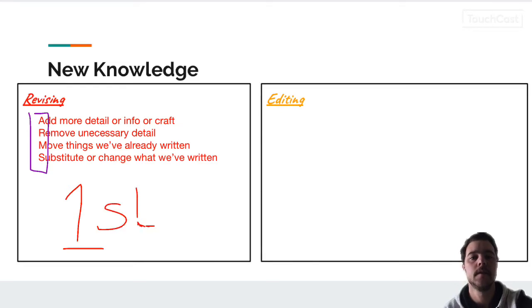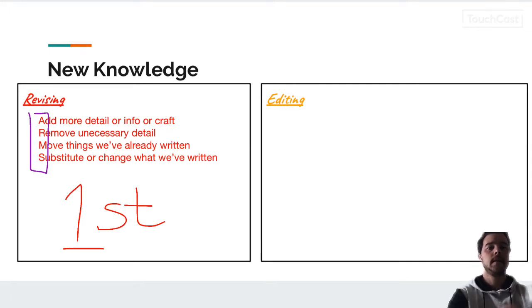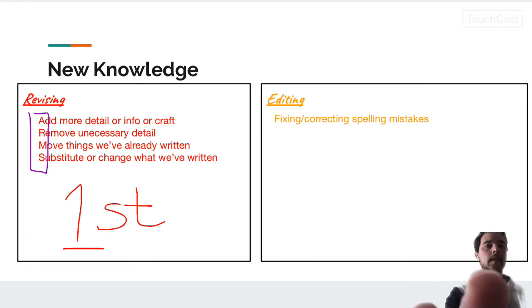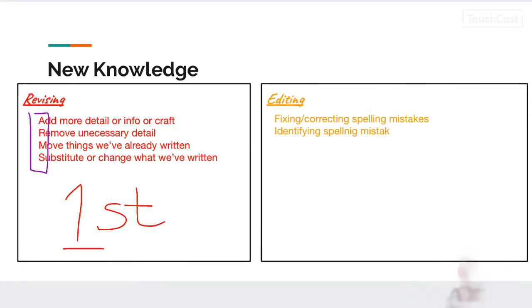You do it before you edit, because when we edit, we are fixing, let's slash it, correcting, spelling mistakes. I'm going to put identifying spelling mistakes too, because sometimes if you're trying to edit yourself, you might not know the correct spelling, but you can identify and have a go at changing it.